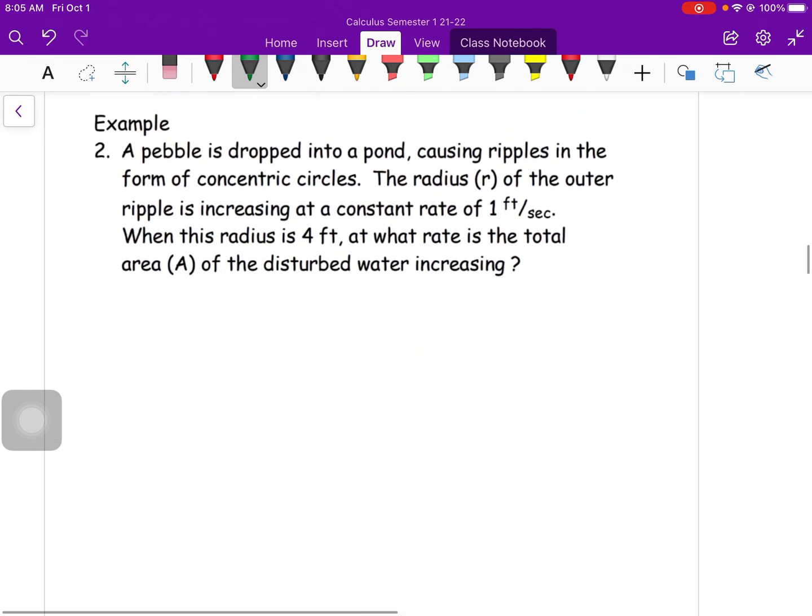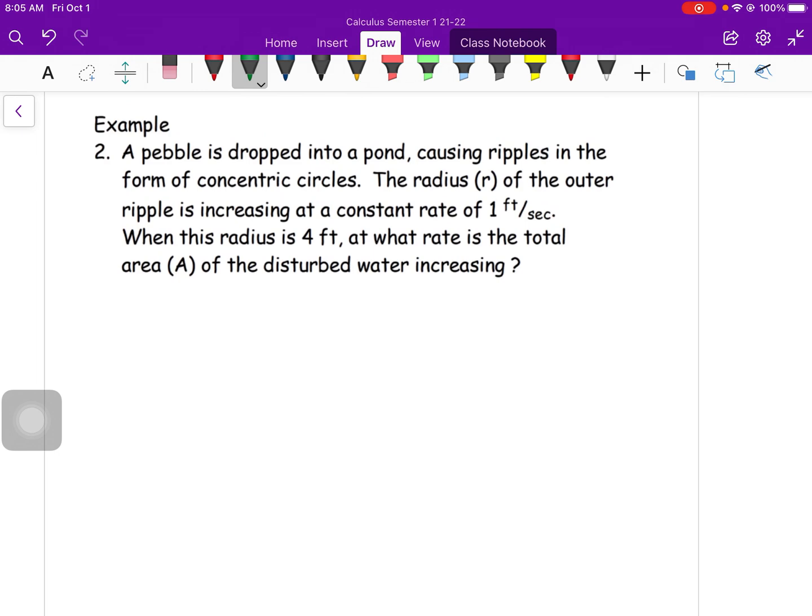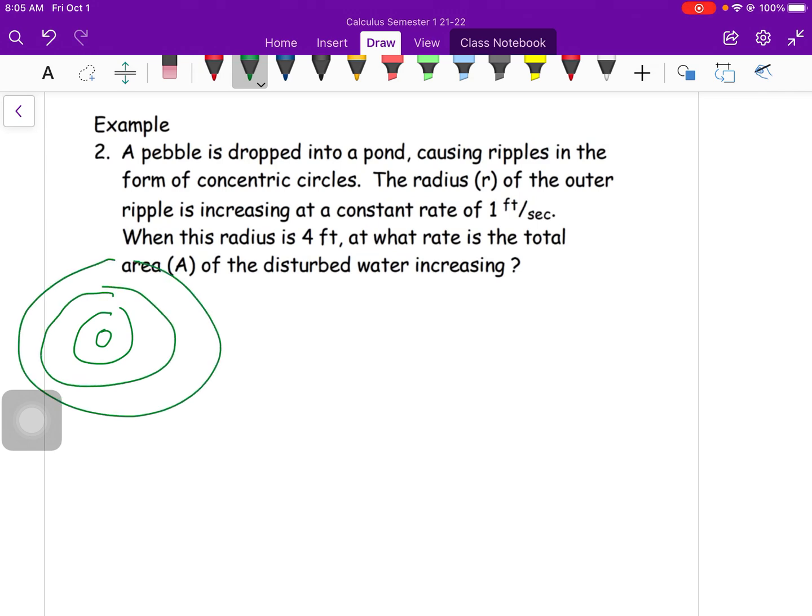Example 2, we've got a pebble being dropped into a pond, and it causes ripples that form concentric circles. If we remember first what concentric circles are, it's just a bunch of circles that have the exact same center point, and we are going to be worried about the radius of the outer circle. So the radius of the outer ripple is increasing at a constant rate of 1 foot per second. When this radius is 4 feet, at what rate is the total area of the disturbed water increasing?